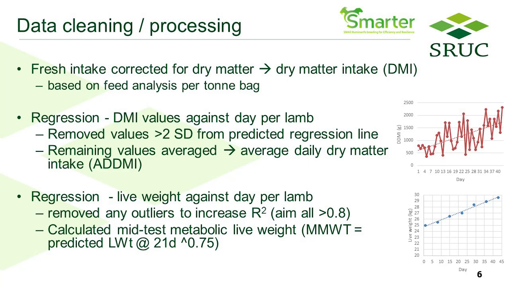And then we did a similar thing with the weights. So we took out any weights that were too far away from the regression line, which may have been errors on that day of weighing, to calculate our mid-test metabolic live weight. So that was at day 21. We took the live weight to the power of 0.75.